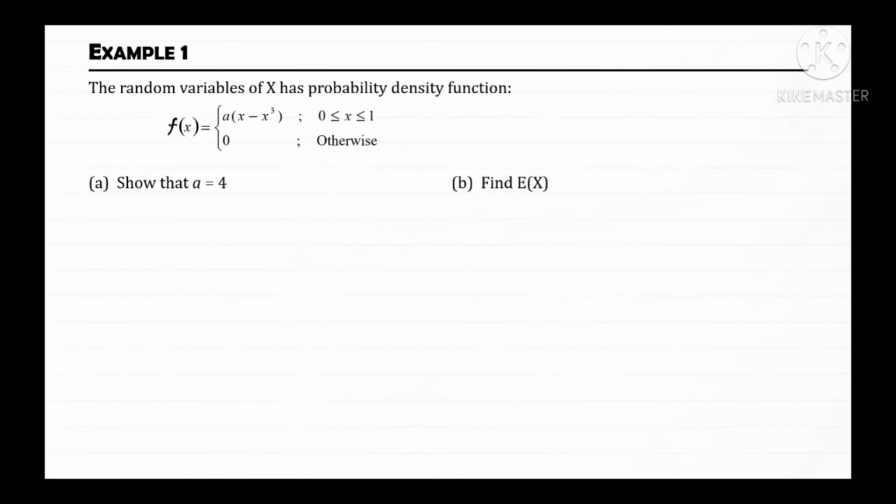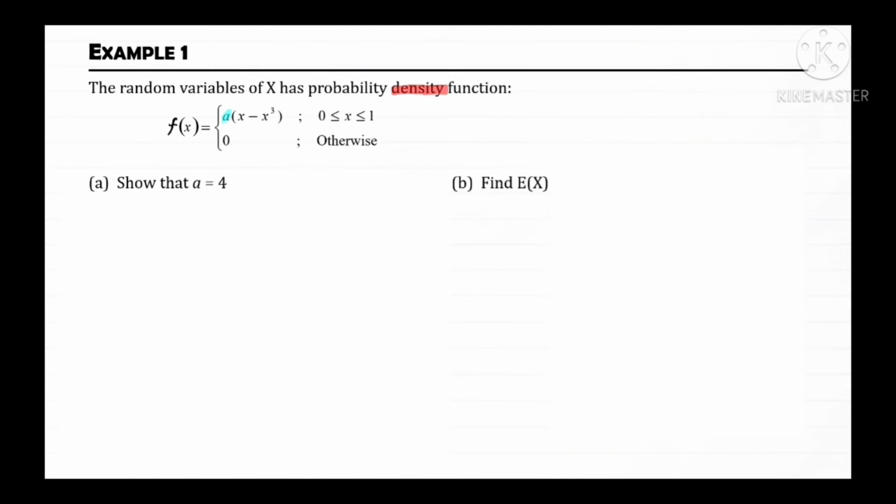Example 1. The random variable x has probability density function f(x). A, show that a equal to 4. A is in the function. The question did not mention this is a continuous random variable. Since x has a probability density function, the word density indicates that x is a continuous random variable. If x is discrete, then it has a probability distribution function.